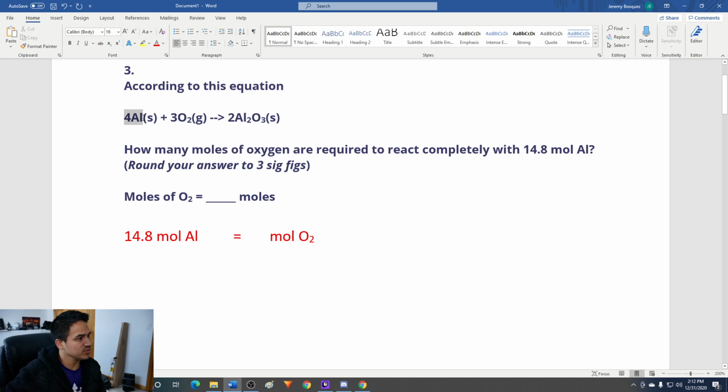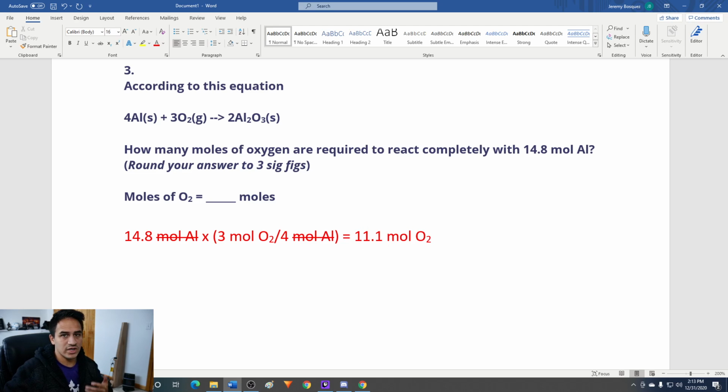So for aluminum to oxygen, it is a 4:3 ratio. Okay, so if I set up a conversion factor, basically every 3 moles of O2 for 4 moles of aluminum, okay, like this. And again, I'm doing it so that my moles of aluminum, which I'm starting with, is going to cancel out with moles of aluminum in the conversion factor, and I'll be left with moles of O2 as my answer. So I'm basically going to take 14.8, multiply that by 3, and then divide that by 4, and we will get an answer of 11.1 moles of oxygen.